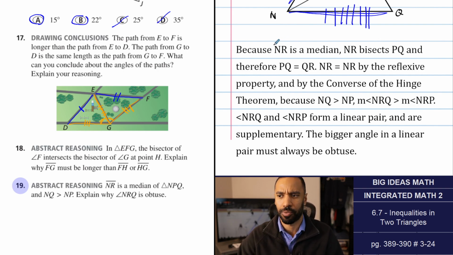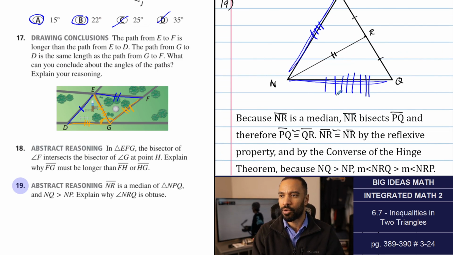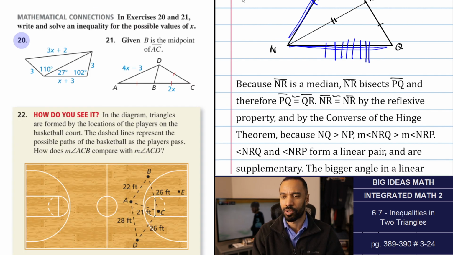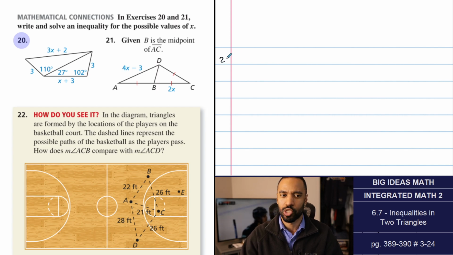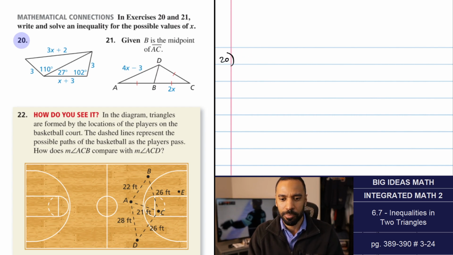That was a lot easier to go with. This is a median, this bisects this, and therefore these are congruent. And then these are all lengths right here, and I'm good the rest of the way. Okay, that's my number 19, and that's my story. I'm sticking with it. 18 was tricky, man. Number 20 and 21. Write and solve an inequality for the possible values of x.